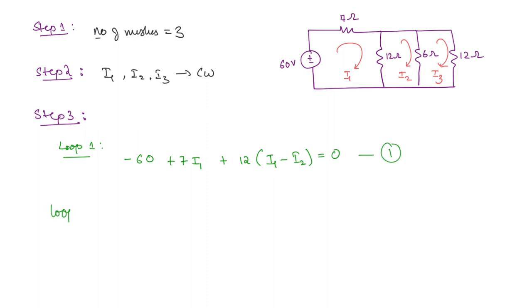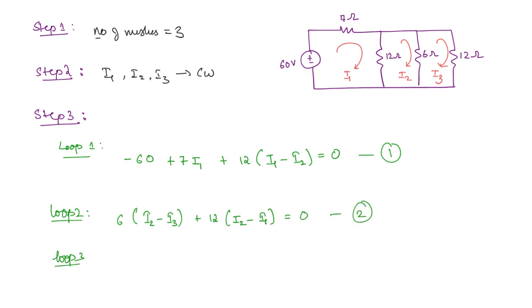Next, if you take loop 2, here you have only resistors. Again in the clockwise sense, first we will take the 6 ohm. I2 is flowing in the direction that we are taking, I3 is in the opposite direction. So we write 6 times I2 minus I3. Then for the 12 ohm resistor, I2 is in the same direction that we are taking, so plus I2, and I1 is in the opposite direction, so minus I1. This is the second equation.